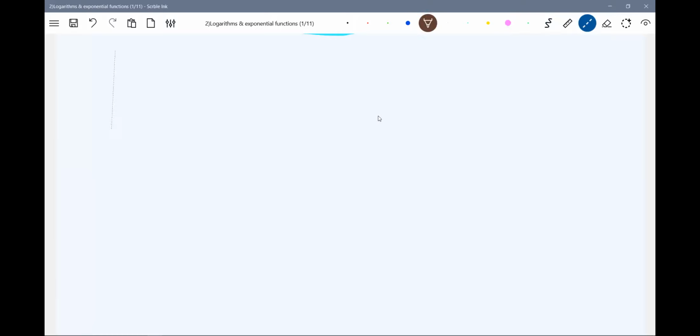Okay, if this is y, this will be x. Then what is the y-x graph? The y-x graph of the exponential function will be this one. This will be the curve for y equal to e to the power of x, exponentially increasing.